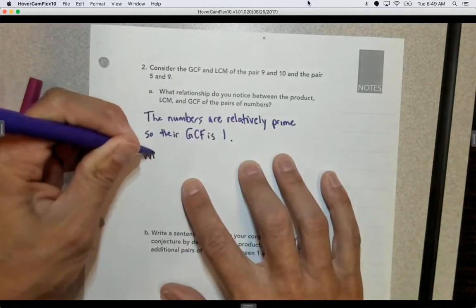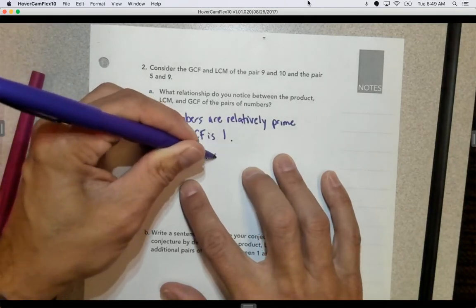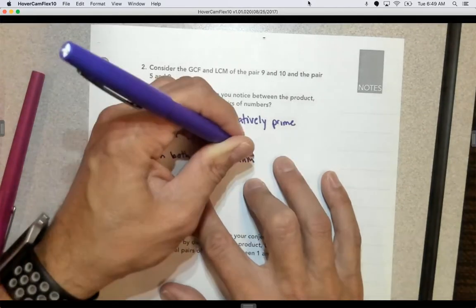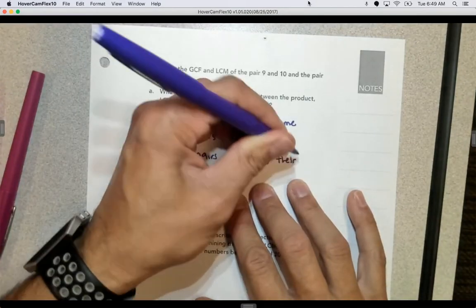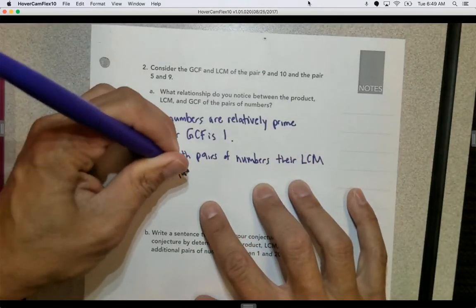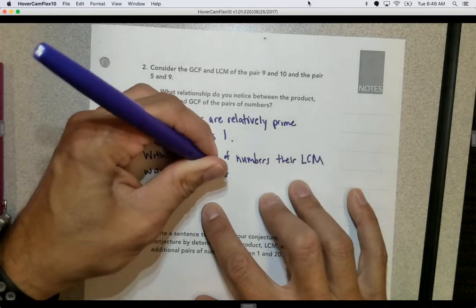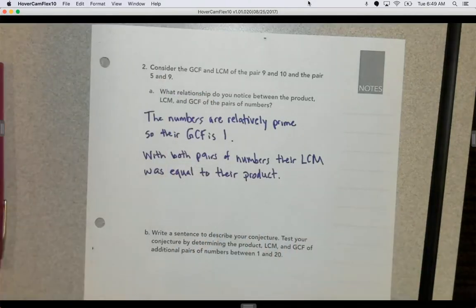With both pairs of numbers, their LCM was equal to their product. And so it's like what I was talking about on the last page. Those two numbers only had 1 as a common factor, so that's the greatest common factor. And with both of them, the least common multiple was equal to them being multiplied together.